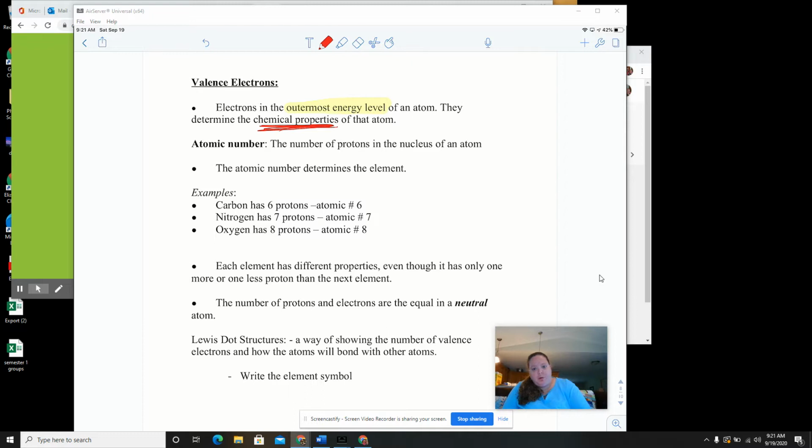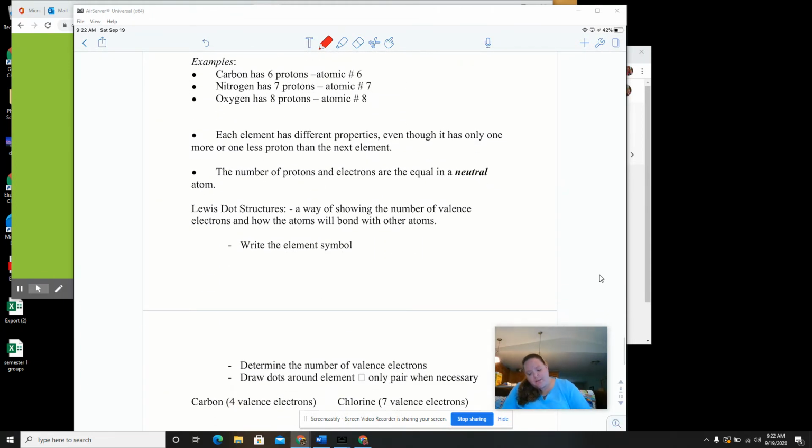Atomic number is the number of protons in the nucleus, which we've already covered. It determines what element you have. So for example, carbon has 6 protons because it is atomic number 6 on the periodic table. Nitrogen has 7 protons, it's atomic number 7. Oxygen has 8, it's atomic number 8, and so on and so on, okay? Each element has different properties, even though it only has one more or one less proton. That one teeny tiny little proton makes all the difference in the world. It makes it a completely different element, and it just changes everything.